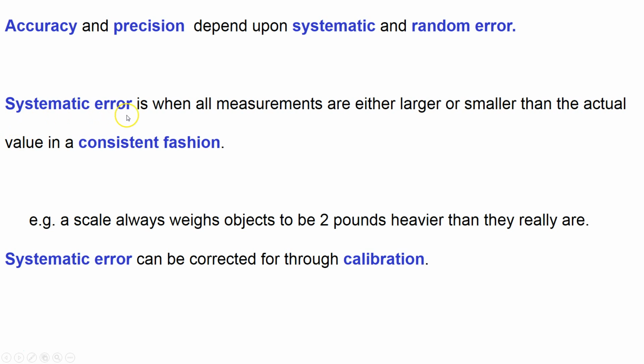Systematic errors are those that cause our measurements to be either all too big or all too small. That is, they vary in a consistent fashion. So if you weigh an object and every time it always turns out to be 2 pounds heavier than what it really is, then that's an example of systematic error. How we eliminate systematic error is by calibration. We need to correct this scale here and make it 2 pounds lighter.